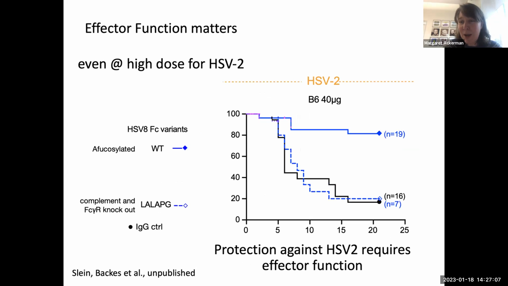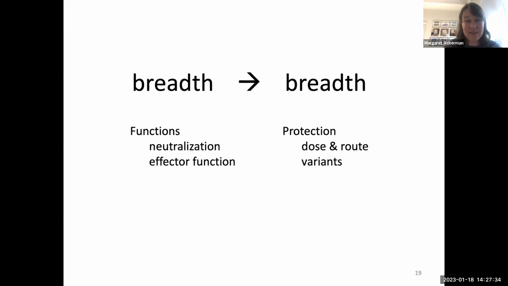And if we swap strains, so all the prior data was collected with HSV-1 challenge, and if we substitute with an HSV-2 challenge, we really see that even at a high dose of antibody, without effector functions, a potently neutralizing antibody provides no benefit. Right? So in vivo activities can be quite distinct and broader than in vitro activities.